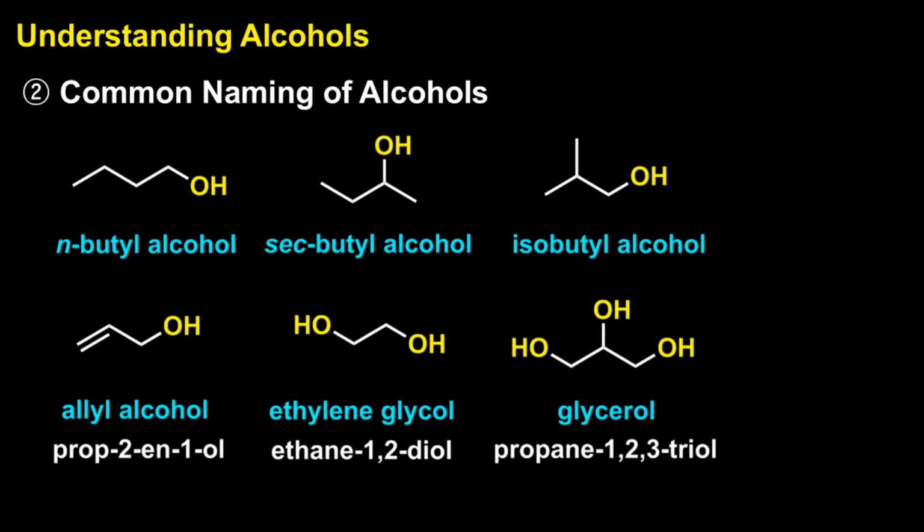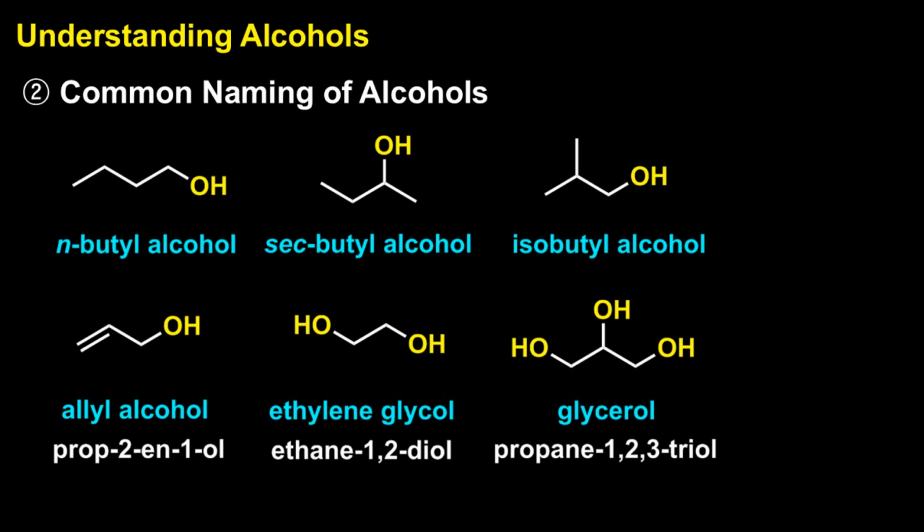Let's go through a few common examples. This one here is n-butyl alcohol, the straight chain version. Next, we have sec-butyl alcohol and isobutyl alcohol. They've got different branching patterns, but they all have 4 carbons in total. Now here's something interesting. This compound with a double bond is called allyl alcohol in common naming. But in IUPAC terms, we'd name it prop-2-en-1-ol.